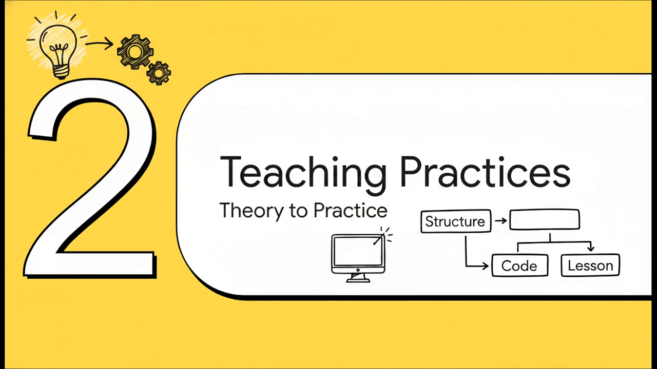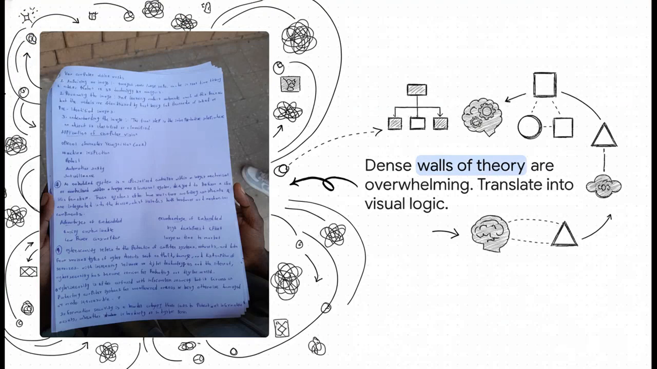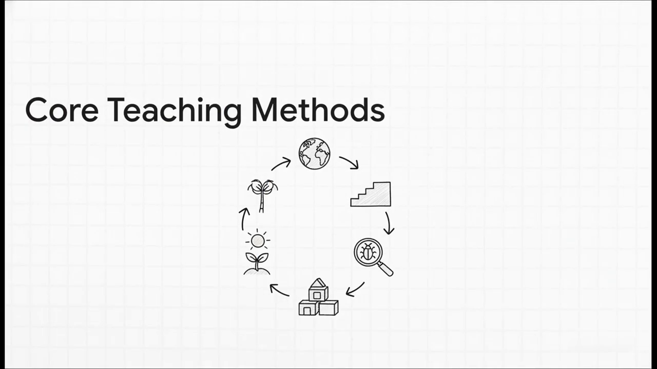Moving right along to Section 2, Teaching Best Practices. Transforming theory into practical skills. Now, take a look at this. It's a dense page of handwritten notes covering everything from computer vision to embedded systems. And this brilliantly illustrates what cognitive overload looks like to a total beginner. Dense walls of theory are just completely overwhelming. No one learns this way. Our actual job as educators is to take this kind of raw, intimidating information and translate it into bite-sized visual logic. You simply can't present everything all at once. You've got to break it down.